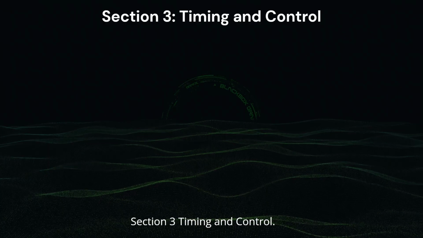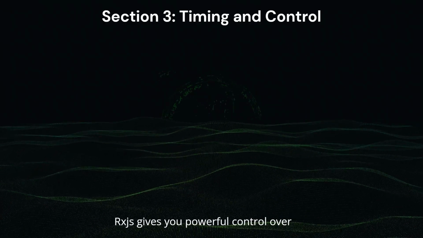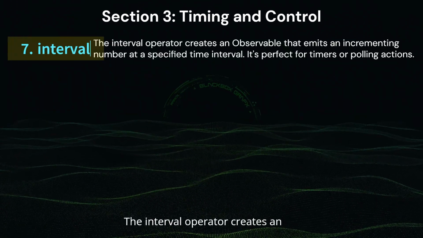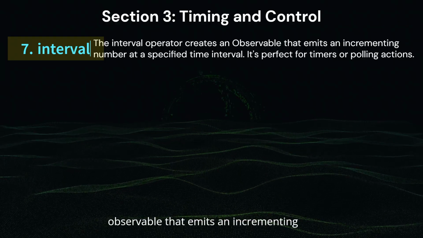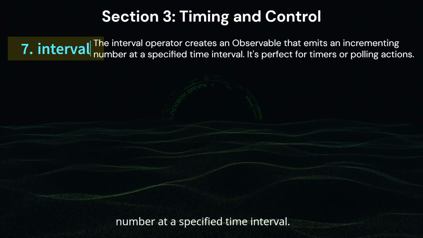Section 3, Timing and Control. RxJS gives you powerful control over when data is emitted. The interval operator creates an observable that emits an incrementing number at a specified time interval.